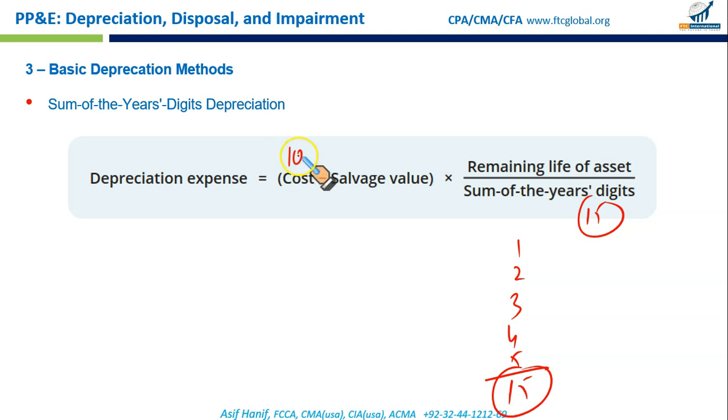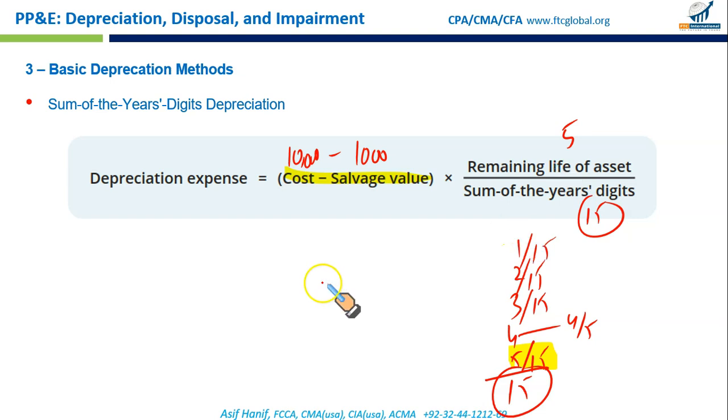Taking the same numbers, cost of 10,000 as in the previous example, salvage value 1,000, and remaining life of the asset 5 by 15. So this would be the fraction in the first year, then 4 by 15 in the second year, 3 by 15 in the third year, 2 by 15, and 1 by 15 in the last year. As you can see, the bulk gets depreciated in the first year, 5 by 15 of the depreciable base, then 4 by 15 next year, then 3 by 15. So the depreciation charge is higher in the early period. If you calculate the number, it's going to be 3,000.